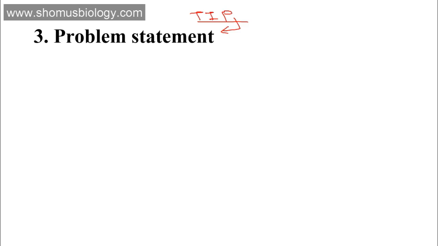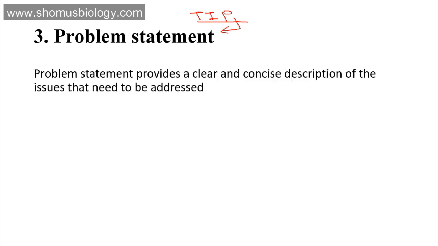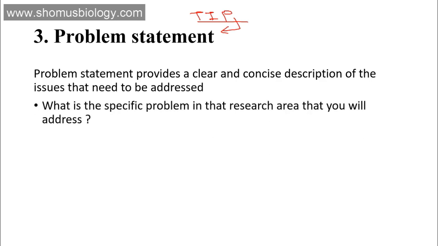It's because you found a problem associated with that topic. Now you want to get rid of that problem. So you need to state what exact problem you are dealing with. It should be a clear and concise description of the issues that need to be addressed with the help of your research. So you should follow this. What is the specific problem in that research area that you will address?